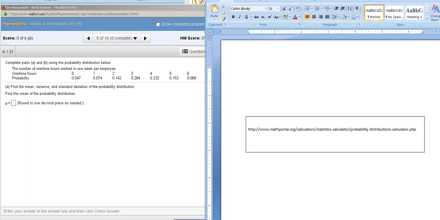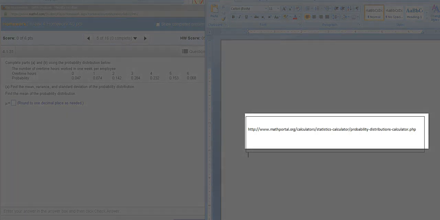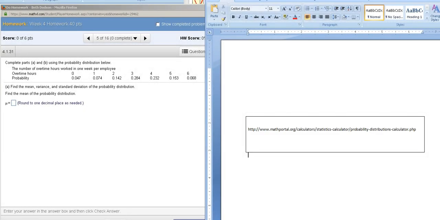But here is the website to the calculator that I use, and I will post the link along with this demo in class in the media gallery and in the discussion board so that you can find that and link right to it and use it if you like this. It's quick and easy to use, so let me just show you how to use it, and we'll do this example.